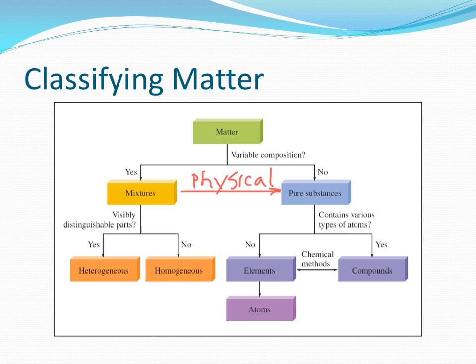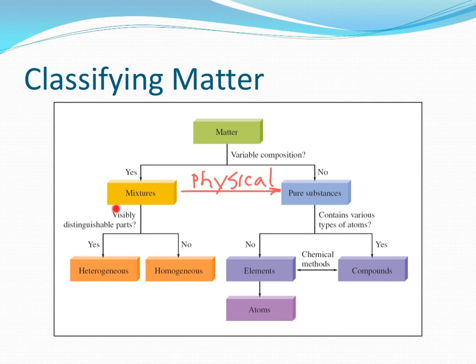Another word for homogeneous would be a solution. Alloys are solutions as well, so alloy, solution, homogeneous mixture. So that is clearly mixed completely together. Heterogeneous, you can see two different phases. So that's this over here. Hetero means different, so you can see two different phases in this.